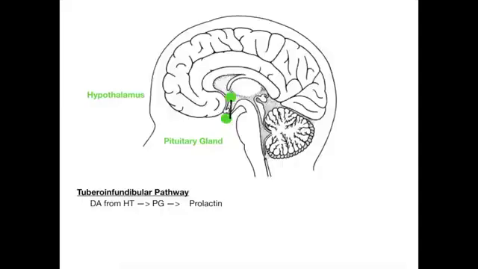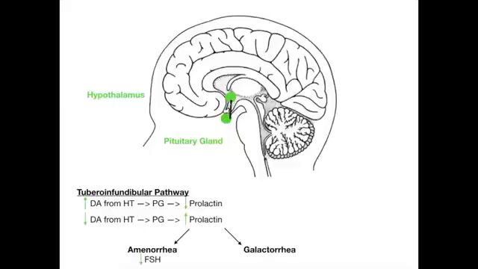Now, something that's extremely high yield for USMLE and COMLEX is to understand the relationship between dopamine and prolactin. And this is an inverse relationship. So increased levels of dopamine from the hypothalamus will cause decreased levels of prolactin. And consequently, decreased levels of dopamine will cause increased levels of prolactin. And increased levels of prolactin do two things. They cause galactorrhea and amenorrhea. The relationship, this is also high yield, the relationship between prolactin and FSH is also inverse.